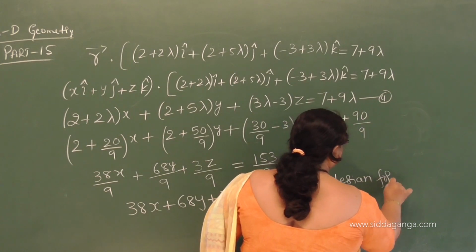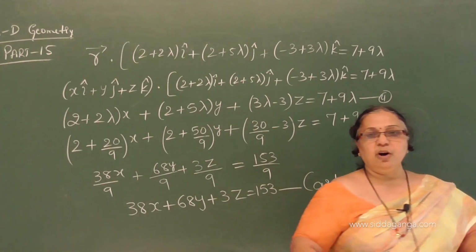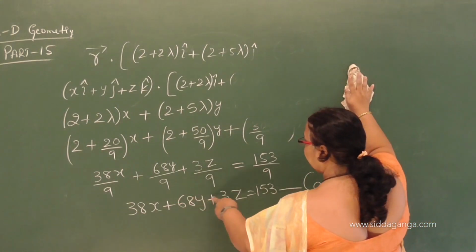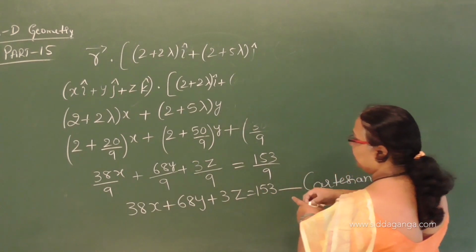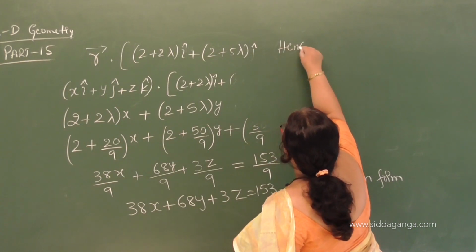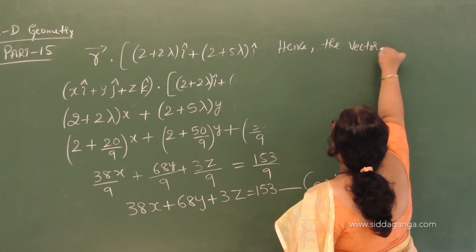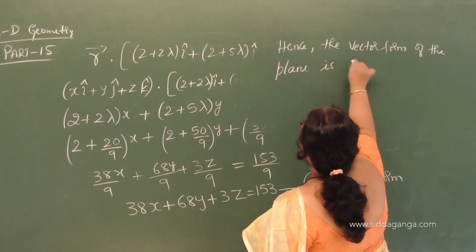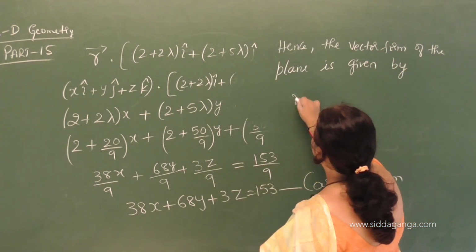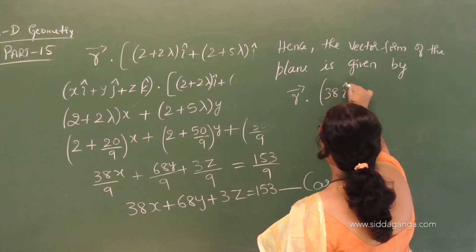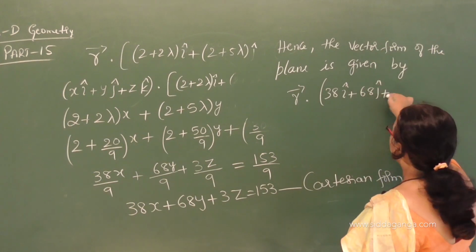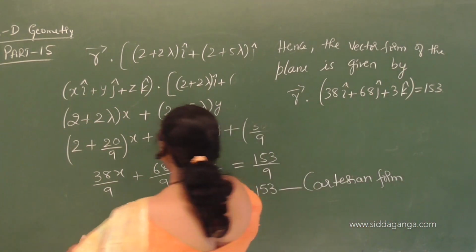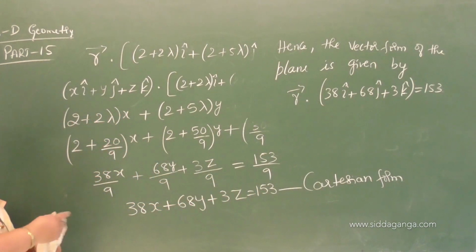They have asked for the answer in vector form. For vector form, instead of x, y, z we take vector r, and the constants with i, j, k represent the normal vector. So the vector form of the plane is given by vector r dot (38i cap plus 68j cap plus 3k cap) equal to 153. So that is the required equation of the plane in the vector form.